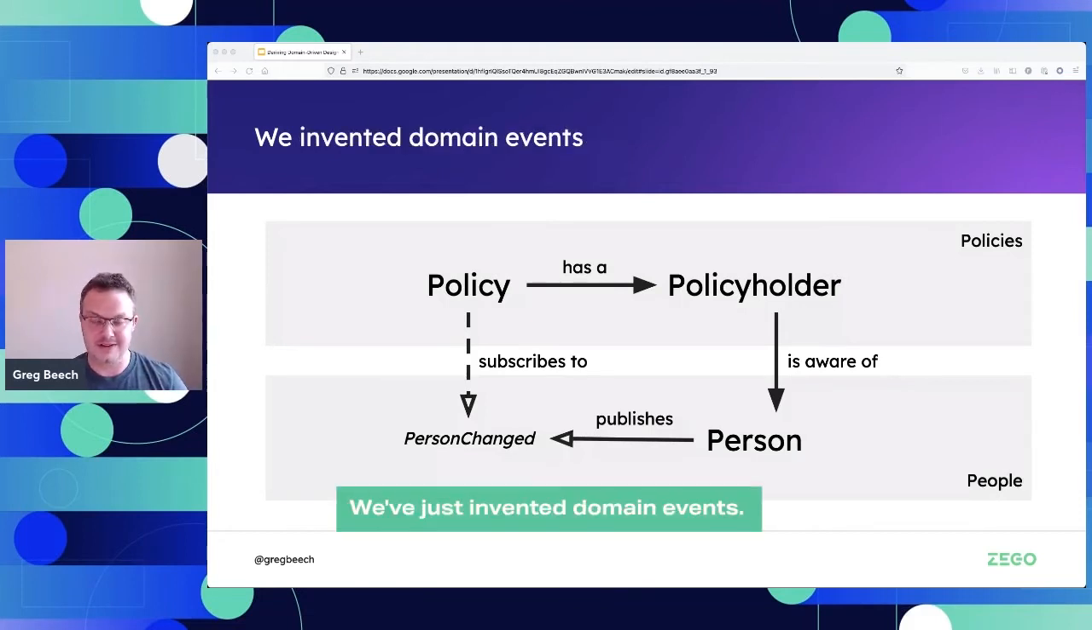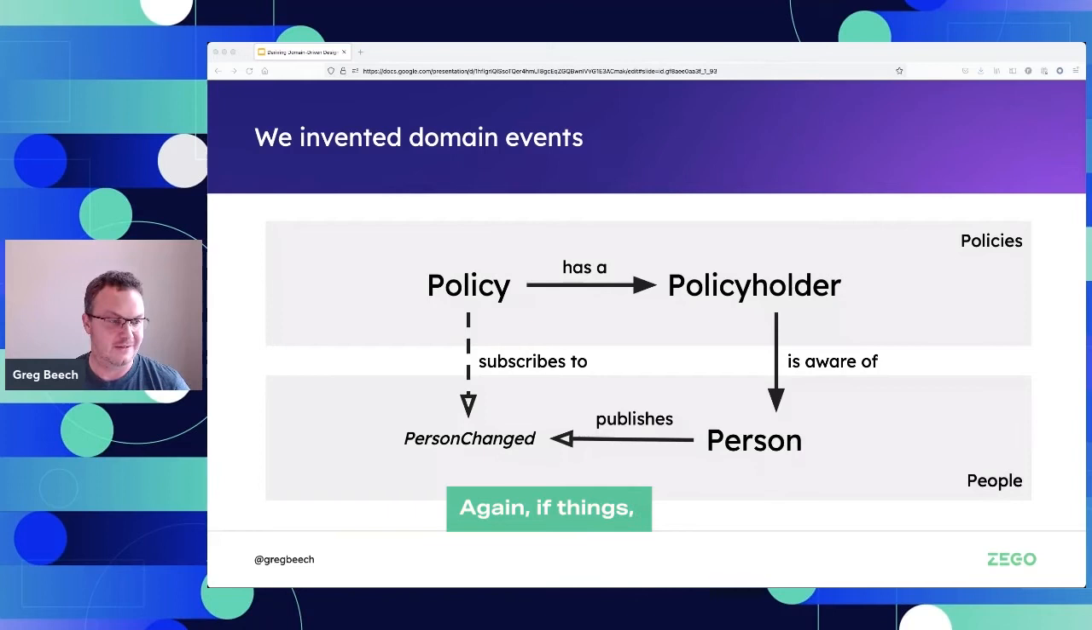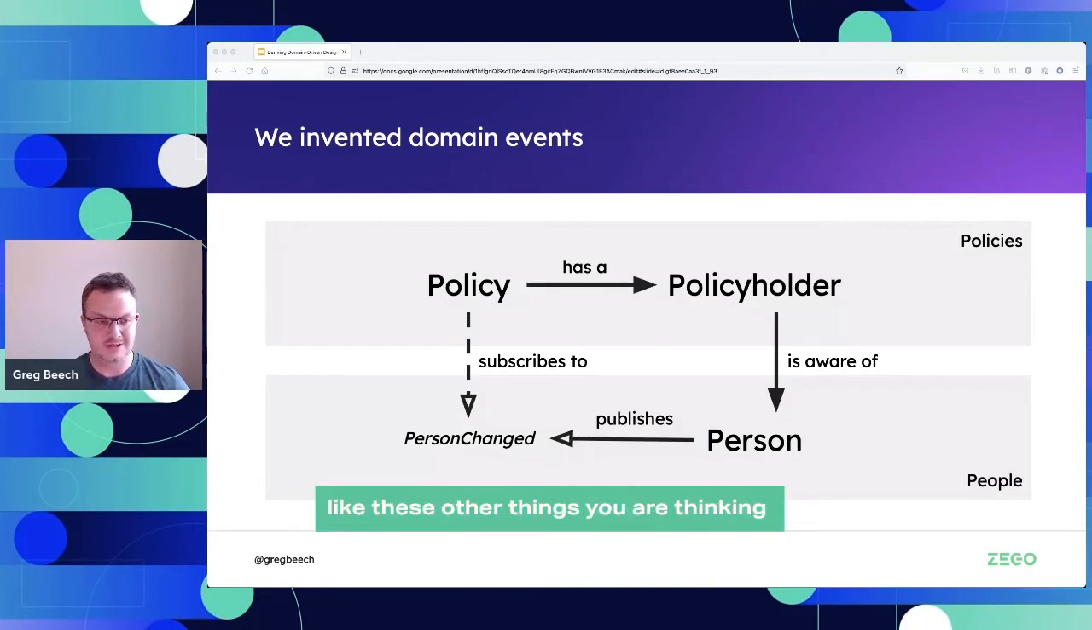And this is domain events. We just invented domain events. Again, like value objects, if you're thinking, well, I've used events before, that's kind of my point: as you go along and you write software, even if you're not aware of domain-driven design, you will gradually invent the concepts as you get better at designing software.